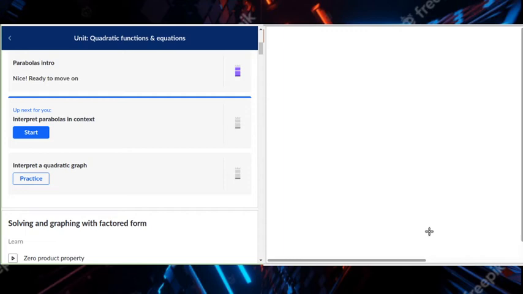Okay, so we're working on quadratic functions and equations. I'm doing this unit for my students. So the first one we did last time was parabolas intro. Next we're going to do interpret parabolas in context.